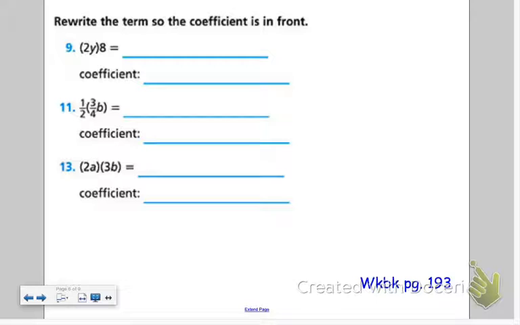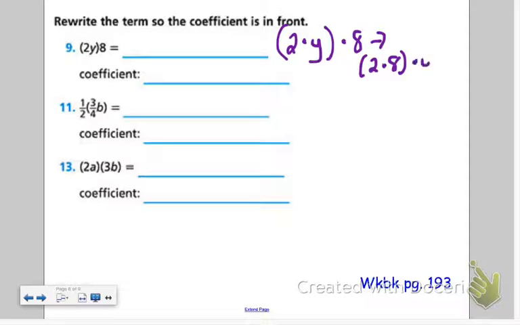Let's do a few more together. Take a look at number 9. Let's see, we have 2 times y in parentheses times 8. I'm going to change it around, so I'm going to maybe get the 2 times the 8 to be in the parentheses, and then the y to be on the outside. So I can use the commutative property to rearrange and the associative property to regroup. And now I can actually get 16, 2 times 8 is 16, 16 times y. 16y is the new term, and the coefficient is 16.